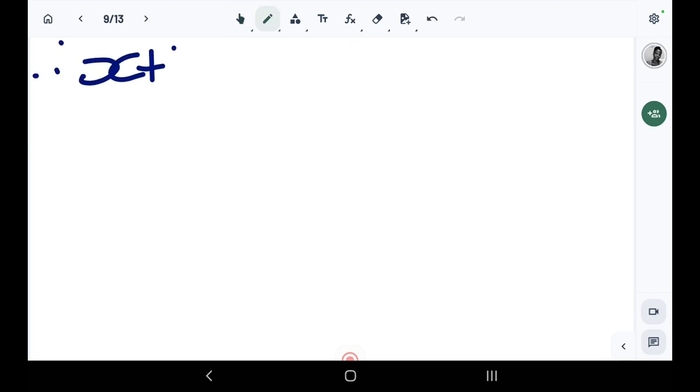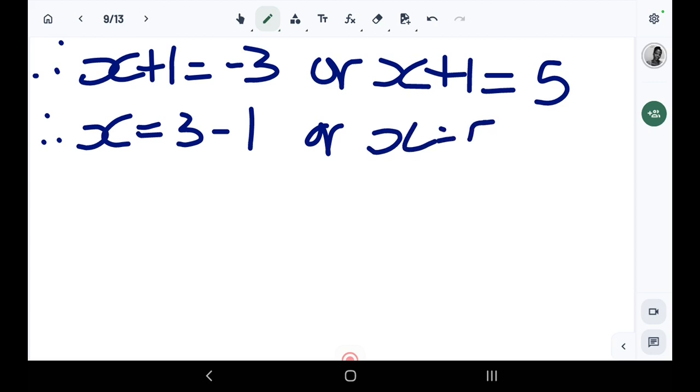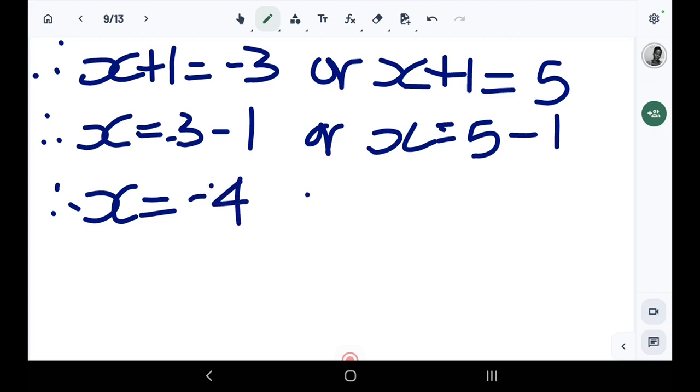Therefore x plus 1 equals negative 3, or x plus 1 equals 5. Therefore x equals negative 3 minus 1, or x equals 5 minus 1. You solve like you would any normal equation now. Negative 3 minus 1 is negative 4, or x equals 5 minus 1, which equals 4. And that is your answer here.